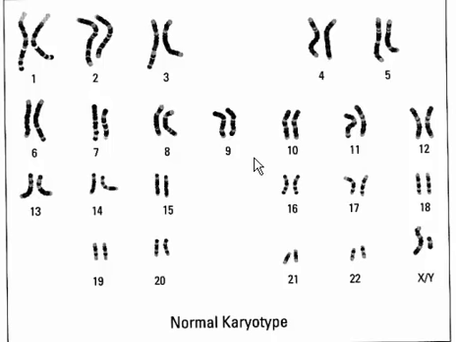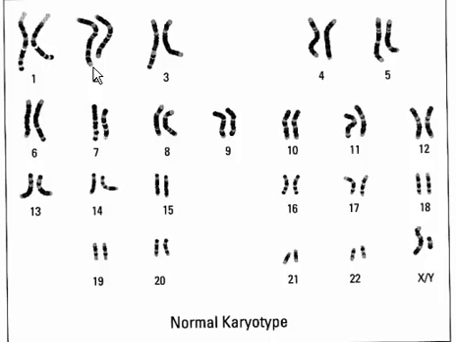Now, within each number, we have 2 chromosomes. One of those comes from mom and the other one comes from dad. And so these 2 chromosomes within a pair are referred to as homologous chromosomes, meaning these chromosomes are similar in size, in centromere location, and the genetic content contained.